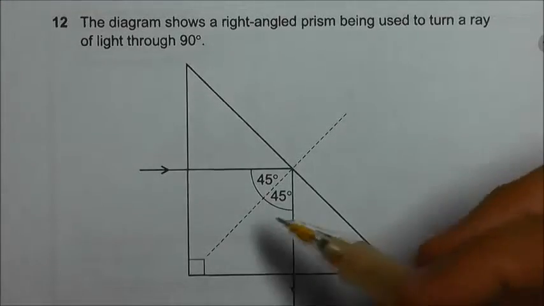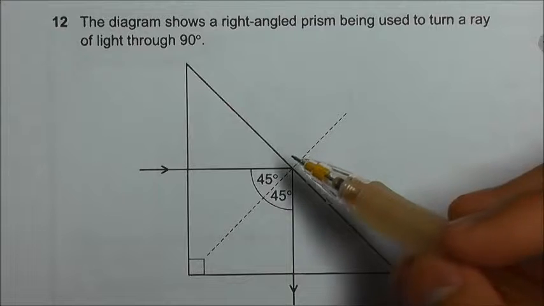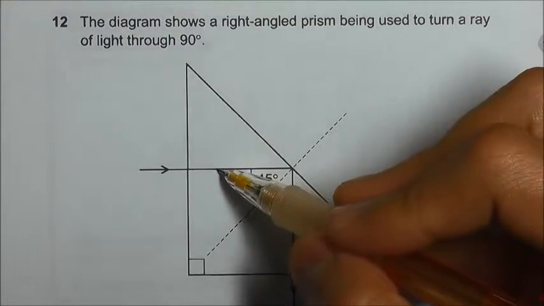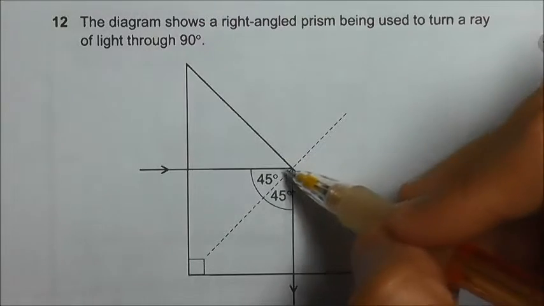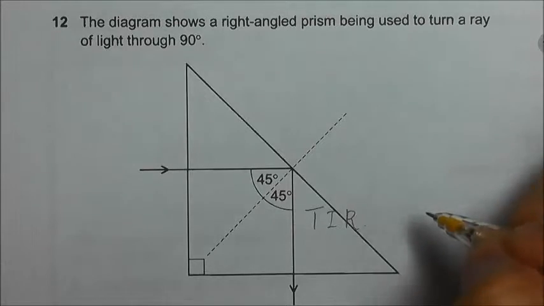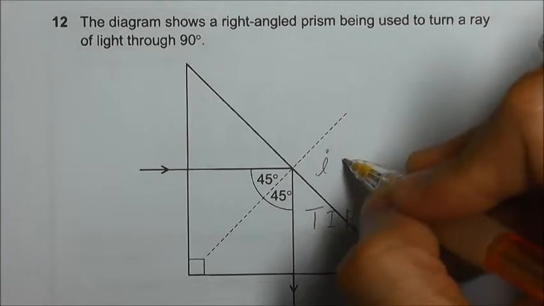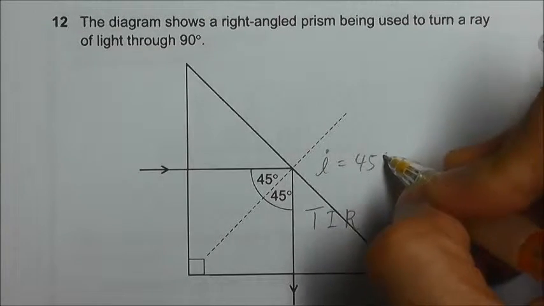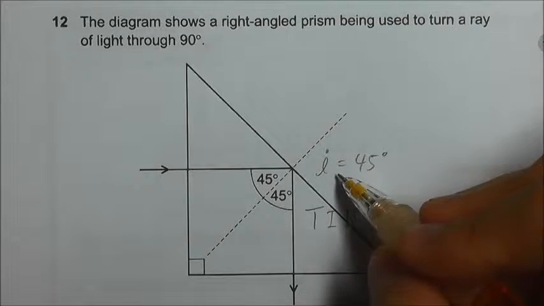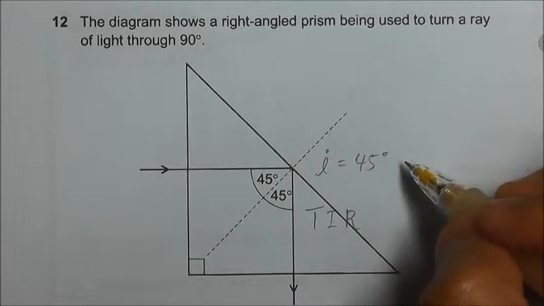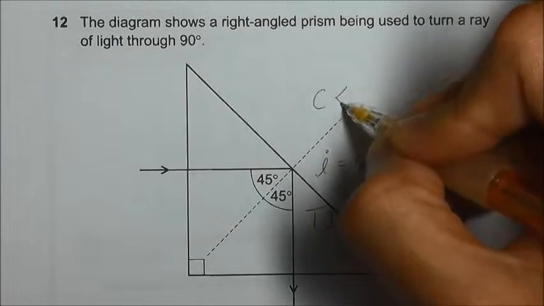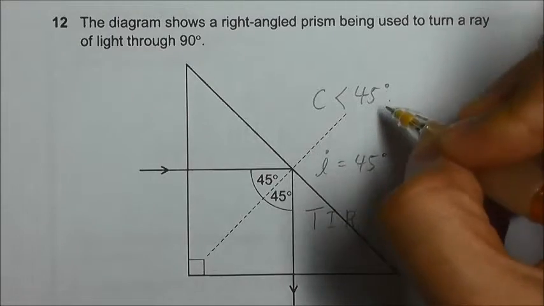Okay, this diagram shows a light ray in a right-angled prism. At this part, the light ray undergoes total internal reflection and the angle of incidence is equal to 45 degrees. So we can conclude that this angle of incidence is larger than the critical angle. So the critical angle must be lesser than 45 degrees.